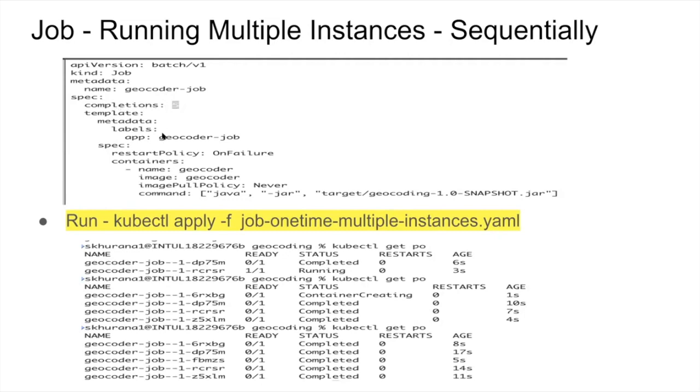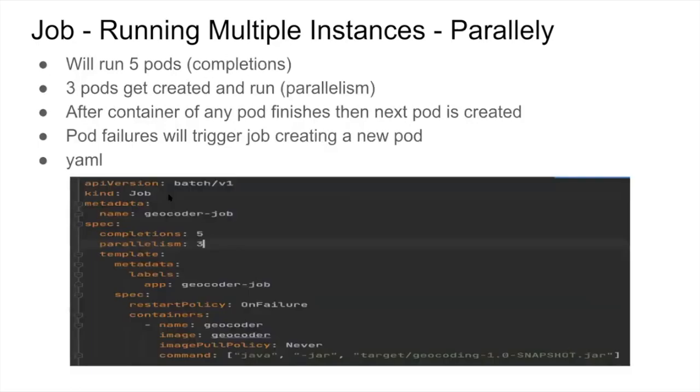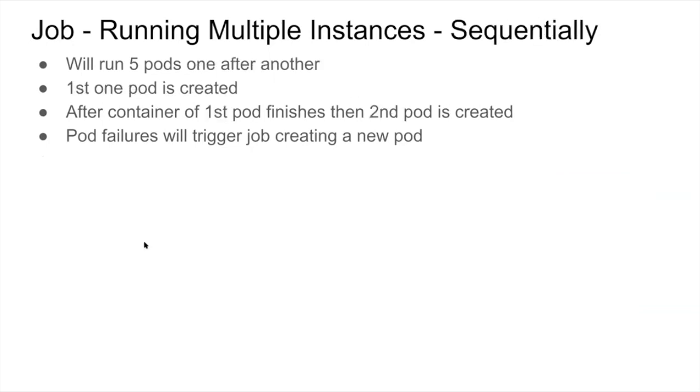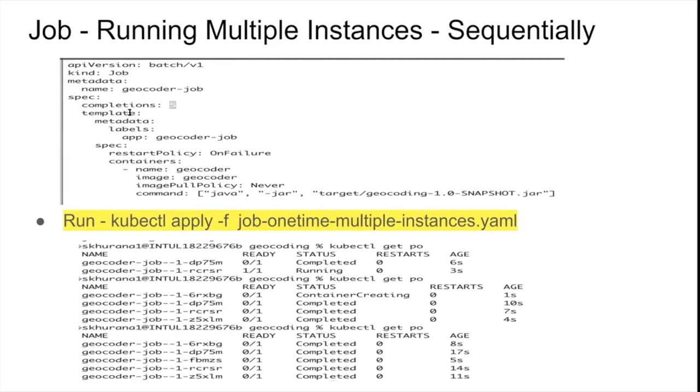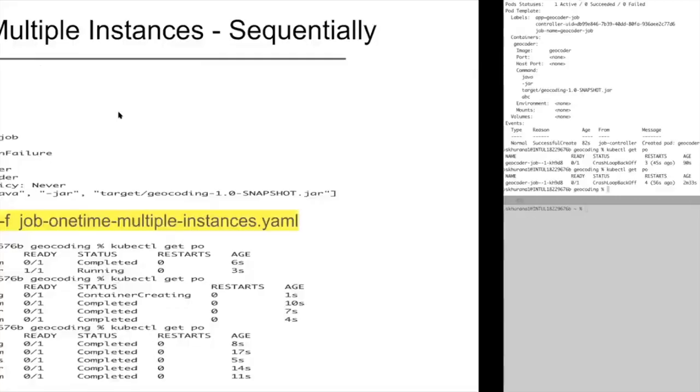The rest of everything is the same. So here I am changing it to just 5. When you want to run in parallel, you can give the parallelism flag, but here I am not giving the parallelism flag, which means by default it will start one after another, and we'll see that also. Let's see where it has reached. It's still 4. Okay.